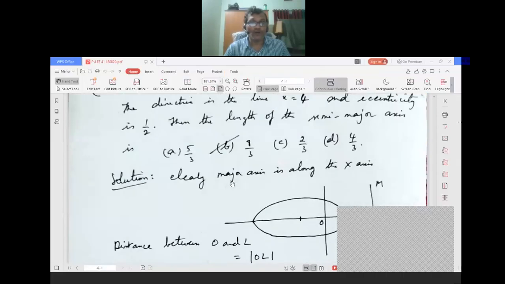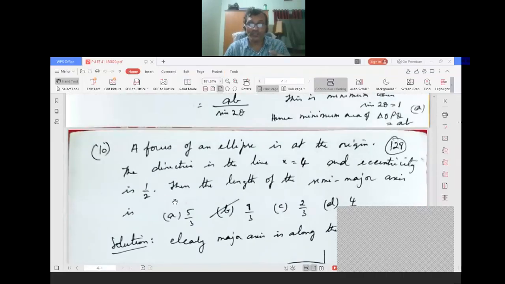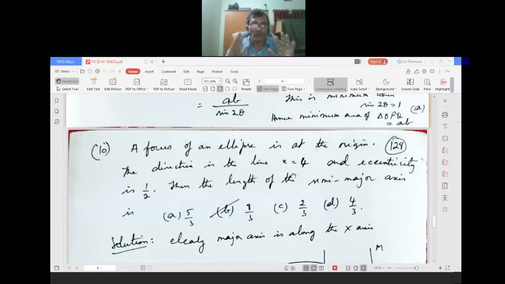A focus of an ellipse is at the origin. The directrix is the line x equals 4, and the eccentricity is half.